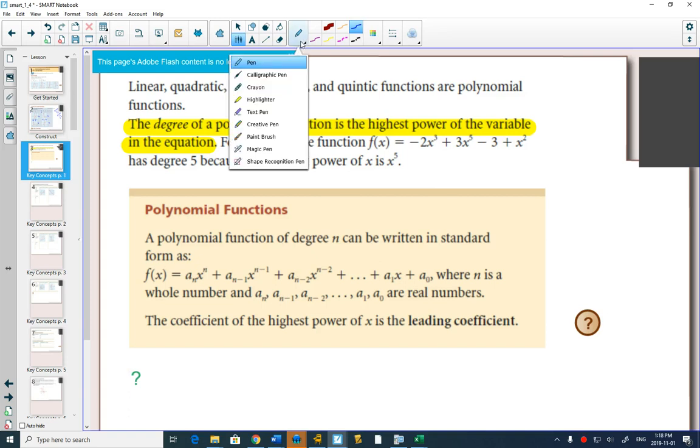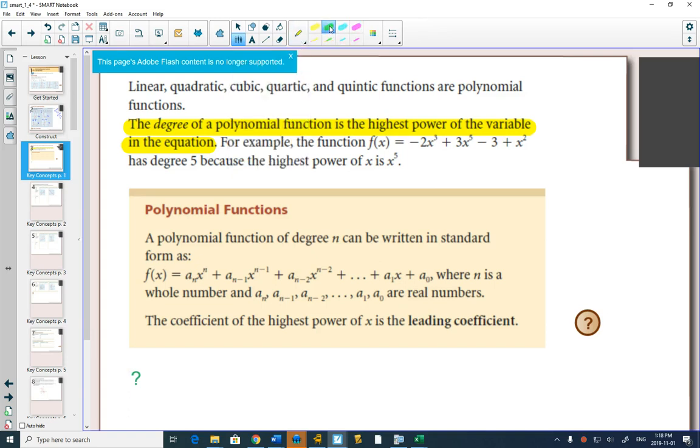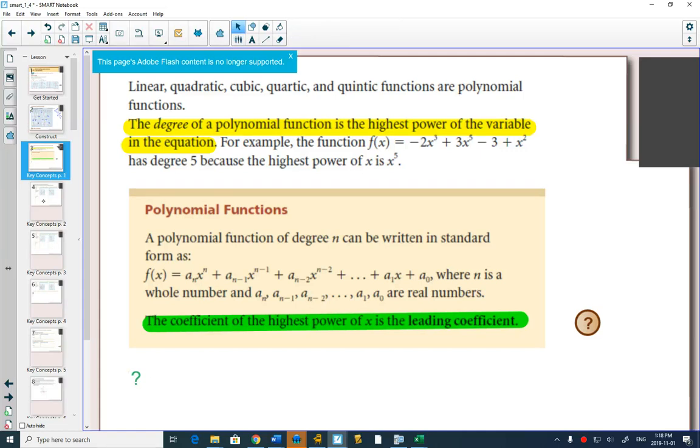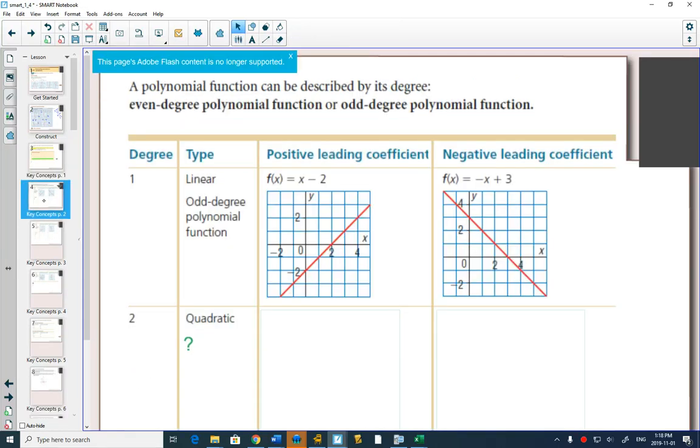Okay? Another important definition is the leading coefficient. That leading coefficient is what we're going to use to figure out its end behavior. So we start looking at some patterns. Okay? We'll look at degree 1, degree 2, degree 3, degree 4, degree 5. We'll write some notes off to the side.